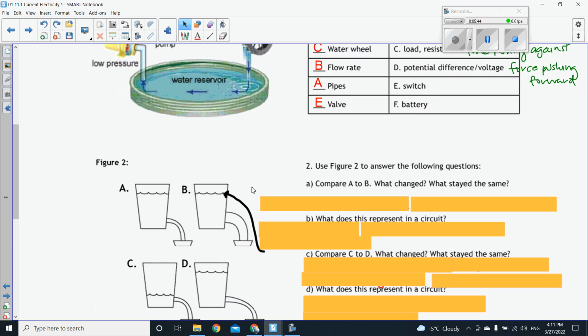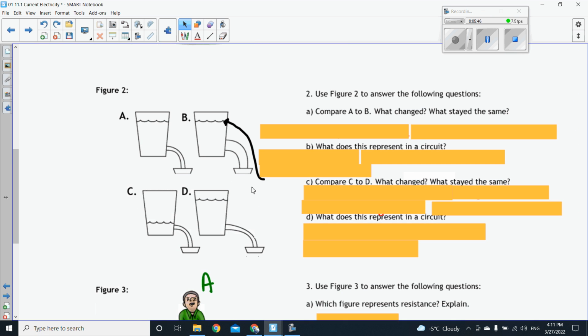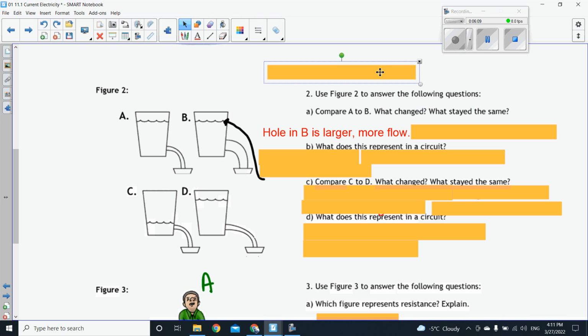Now what we're going to do is move on and think about these different figures, what's similar and what's different. Again, we're going to liken this to some characteristics related to current electricity. If we compare A and B, we notice that certain things are different and certain things are the same. One of the things that is different is that hole B is larger.